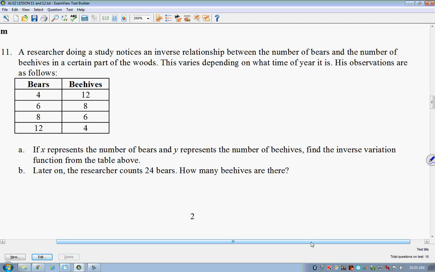Now, let's be clear here. We need to figure out which is X and which is Y. What is my input? What's my independent variable? Bears. Bears are X because the number of beehives is dependent upon how many bears there are, right? More bears, fewer beehives. Fewer bears, more beehives. So you can go from there and find out what your constant is to get the rest of your information. We should be able to use that to find a constant, and then once we input 24, figure out how many beehives we would have.